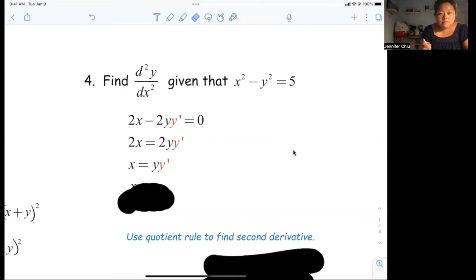So I divide by 2 on both sides to clean this up a little bit, and again, this is another part where students mess up. They forget to clean up, to reduce, and then their numbers are huge, and then it's so hard to work with. All right, so your y prime should be a really nice clean x over y.